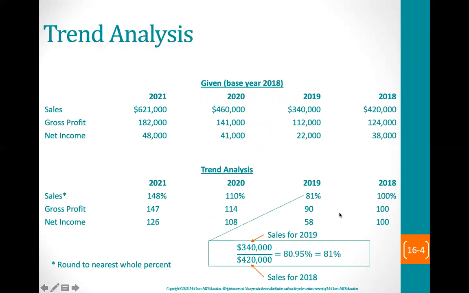We see, for example, that in 2019, our sales were $340,000 divided by our base year of 420, we get 80.95, which is rounded up to 81%. And looking at sales, you'll see the base year is always 100%. This year, sales was lower than the base year, so we expect that percent to be less than 100. In 2020 and 2021, the amounts are larger than the base year, so we expect these amounts to be over 100%. Remember, your base year is always 100%.